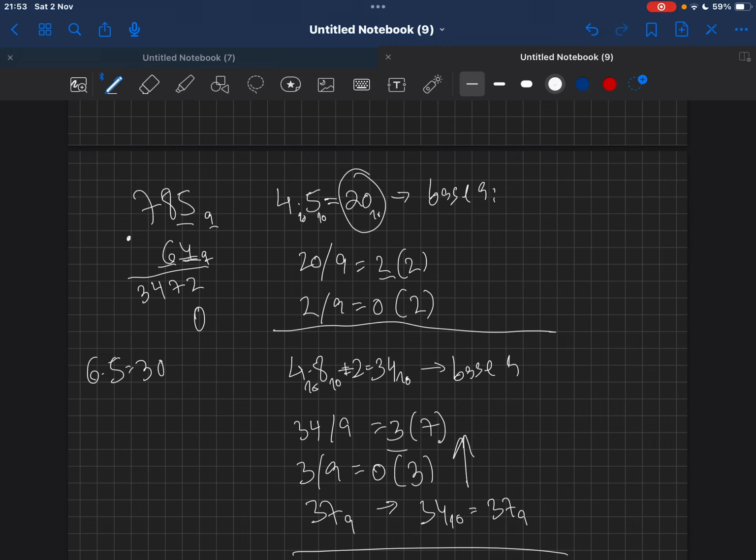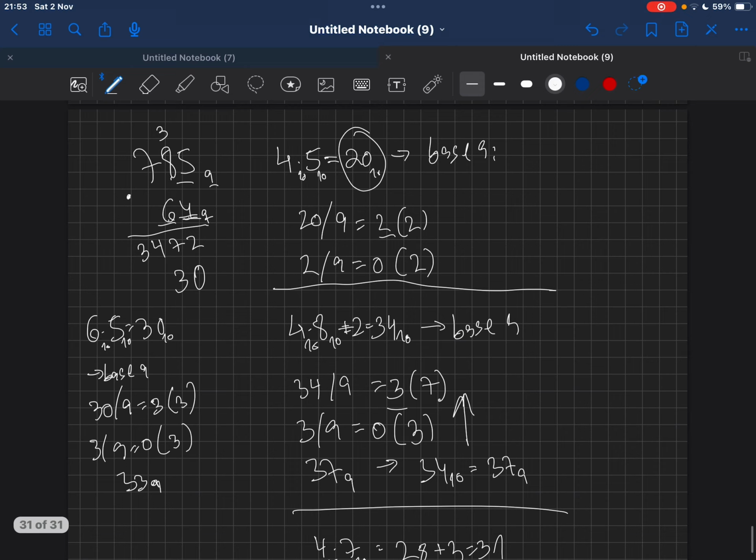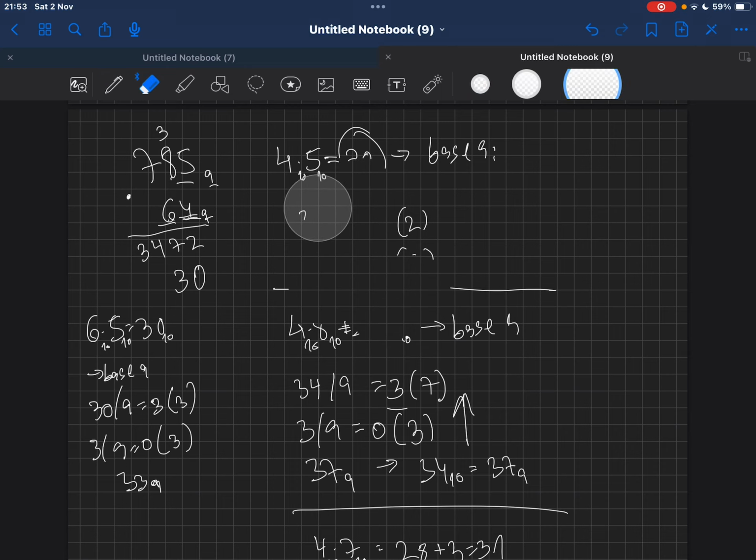So this is 0. Now take 6 times 5, which is 30. This is base of 10. Now convert it to base of 9, which is 30 divided by 9, which is 3 remainder 3, and 3 divided by 9 is 0 remainder 3, which is 33 in base of 9. So it's 3, 3. Now 6 times 8.